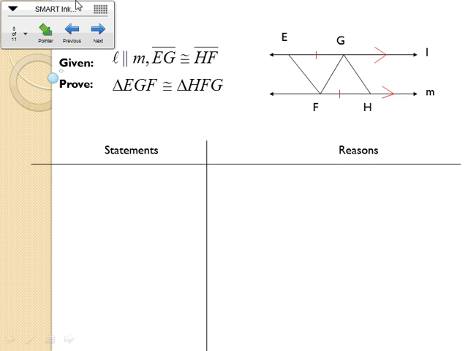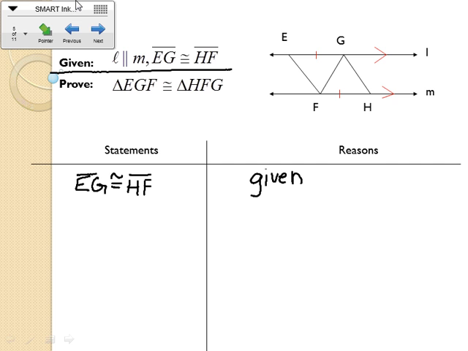This first one might be a little difficult, so maybe watch me do this one, and then try the second one by yourself. So the first thing we're going to do is write down everything that we know. I know that side EG is congruent to side HF. It's shown in our picture, and it's also told to us that's given information. So my reason is that it's given. Another piece of the puzzle that's given is that line L is parallel to line F. And that again is given.